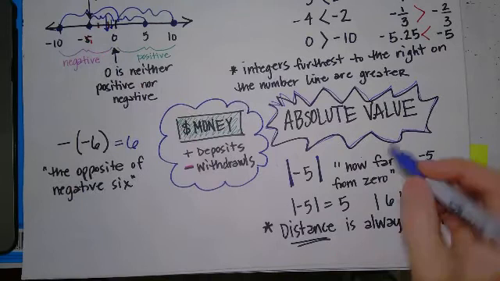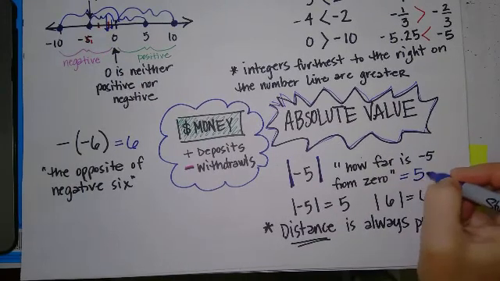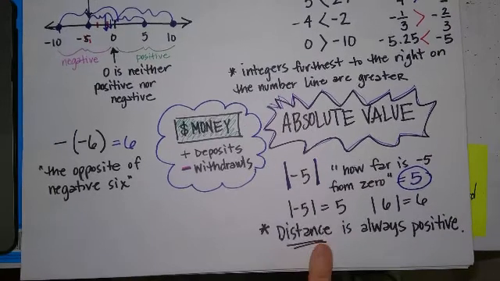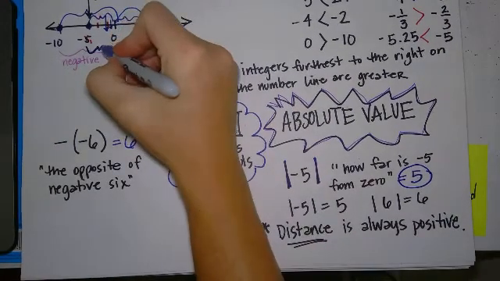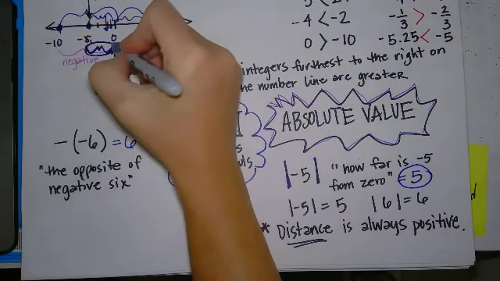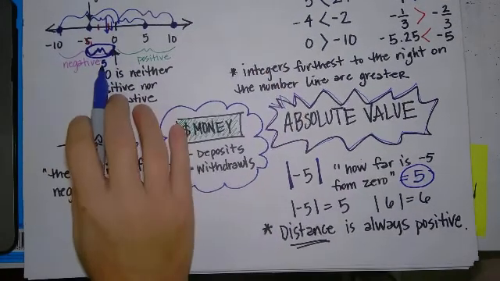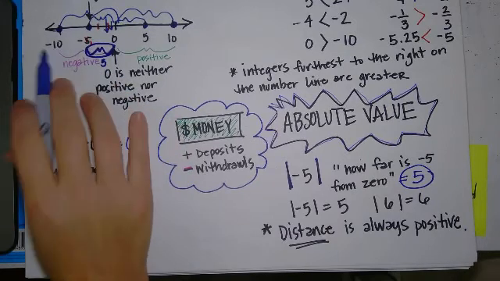So what this means essentially is just how far is the number inside the bars from 0. So how far is -5 from 0? Well, it's just 5. It's not -5 from 0. Distance can't be negative. Distance is always positive. So this distance from -5 to 0, that is a positive distance. That's 5. So the absolute value of -5 is 5.